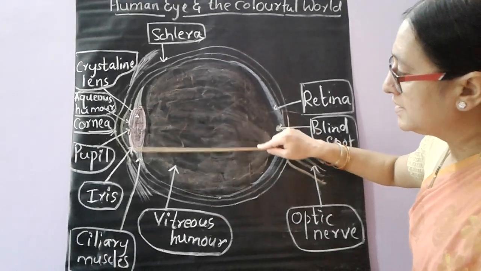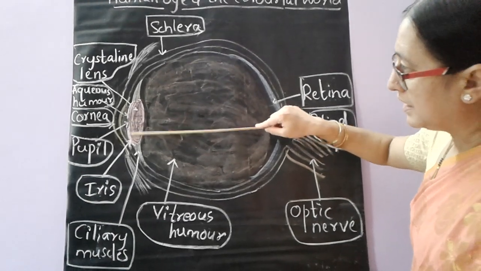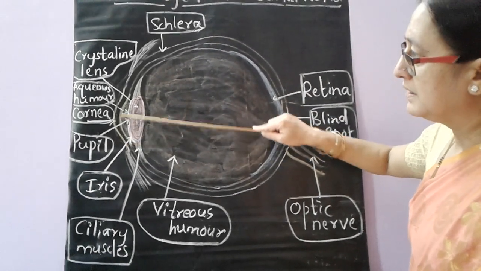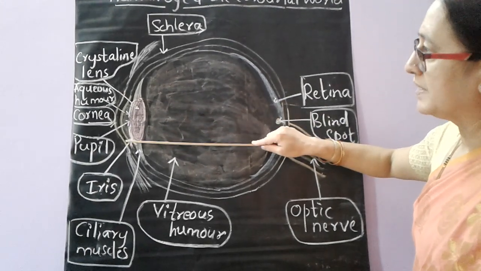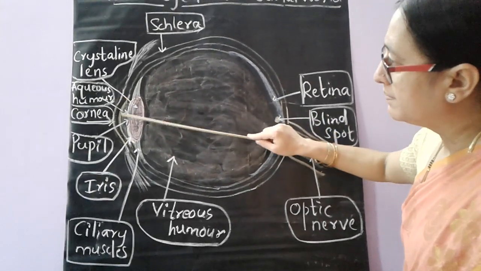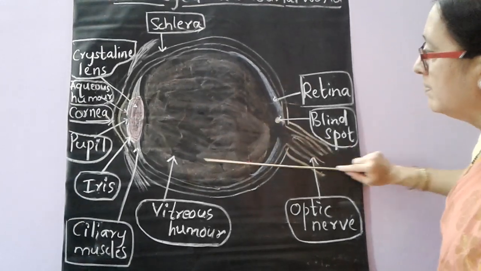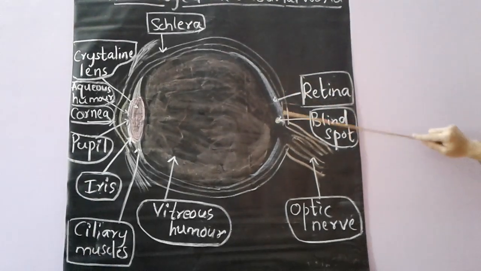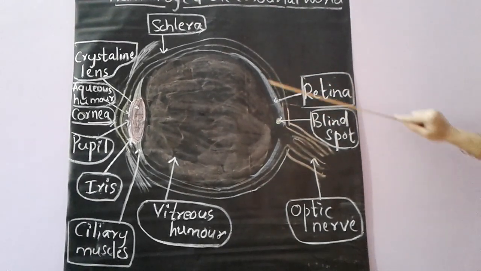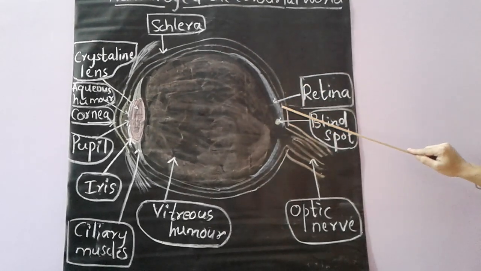Then we get the pupil here, the opening. The pupil is controlled by iris muscles. The cornea is a transparent outside membrane. Aqueous humor is the liquid present between the cornea and the lens. And vitreous humor is filled inside the eyeball. The retina is a screen present at the back of the eye on which the images are formed.